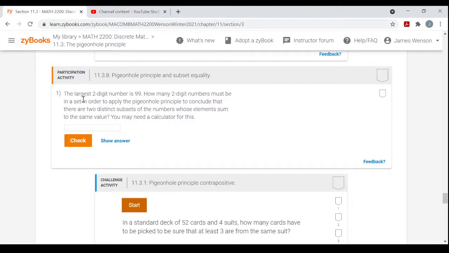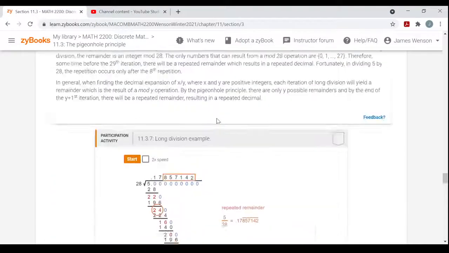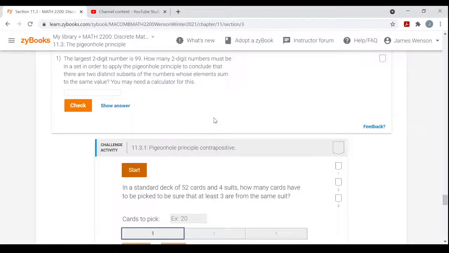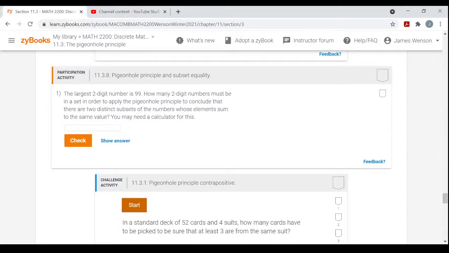So here, the largest 2-digit number is 99. How many 2-digit numbers must be in a set in order to apply the pigeonhole principle to conclude that there are 2 distinct subsets of the numbers whose elements sum to the same value? So this is kind of like our problem here, the example here. So let's think about this. I'll put this on some paper.